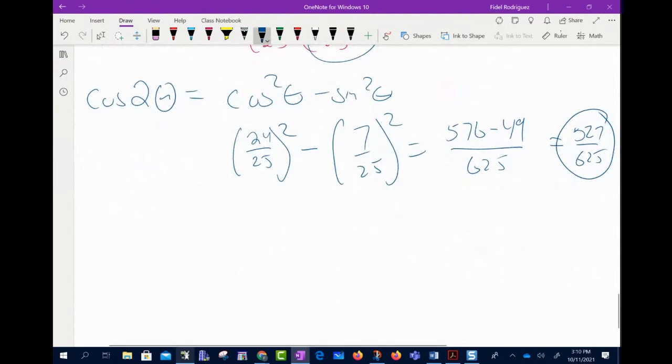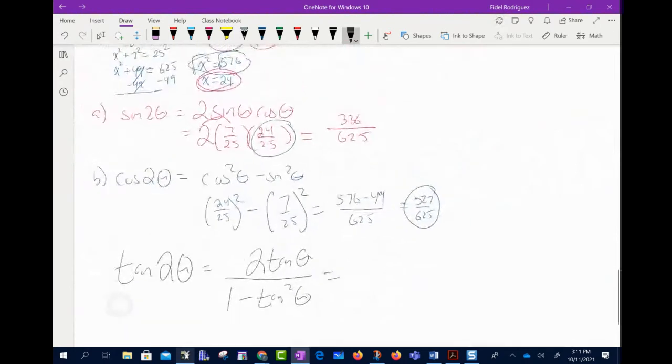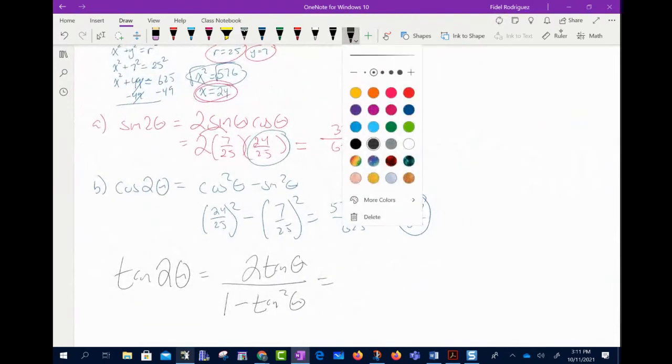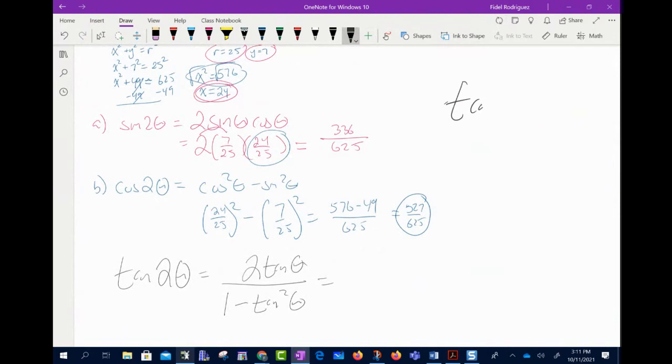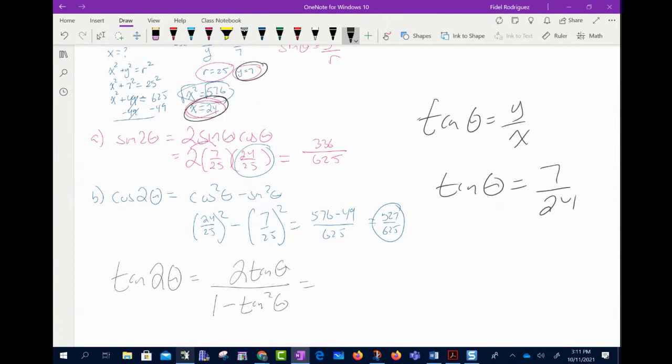And then the third part, y'all, was asking us for tangent of 2 theta. And I want to say this was 2 tangent theta over 1 minus tangent squared. Okay. So let's see. And I'm going to try to write this a little bit bigger so y'all can see. Here we go. Tangent of theta is y over x. And we know our y value is 7 and our x is 24. So tangent of theta is 7 over 24.